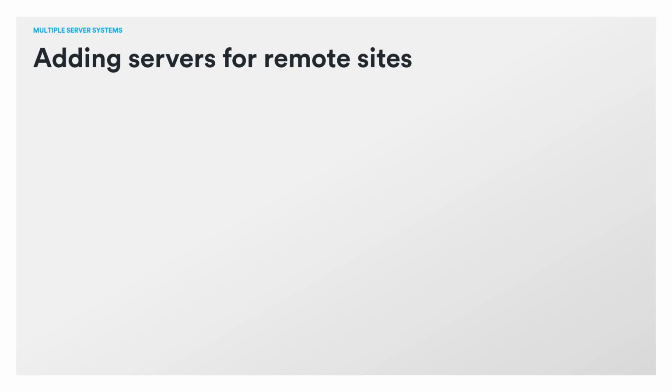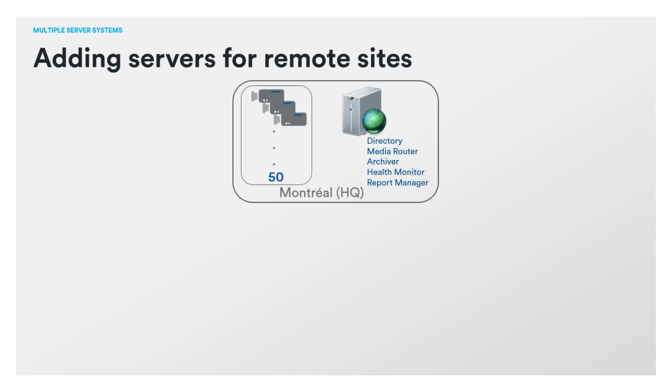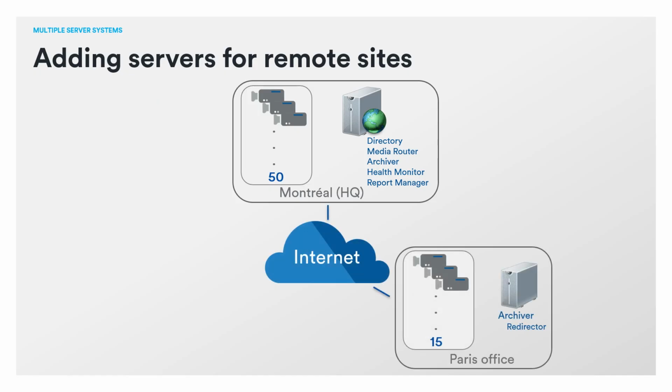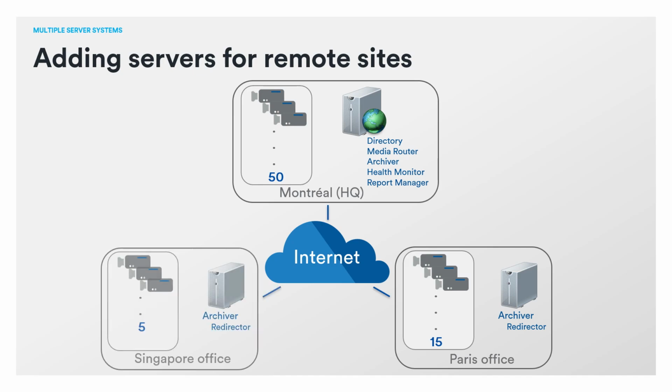Physical location or network topology can also be a motivation to set up a multi-server system. Imagine that I'm deploying the security system for a fictitious company with headquarters in Montreal, Canada. Our main server with the directory lives there. Perhaps we're managing 50 cameras at the head office, but then we've got an important European site in Paris. Our Paris office has 15 cameras. And we've also got a smaller sales office in Singapore where we're managing 5 cameras.